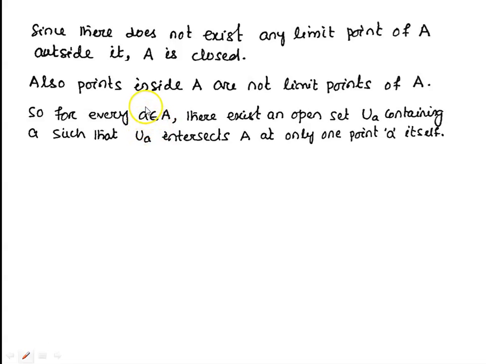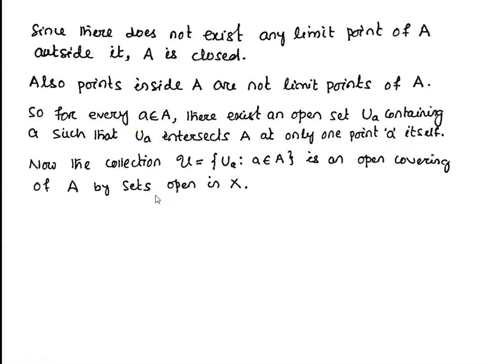Here this point a is not a limit point of A, so there exists an open set which doesn't intersect A at any point other than a. So for every a in A, there exists an open set U_a containing a which intersects A only at one point, that is a itself. Now we have taken every a in A. If you collect all such U_a for every a in A, then this collection is an open covering of A by sets open in X.